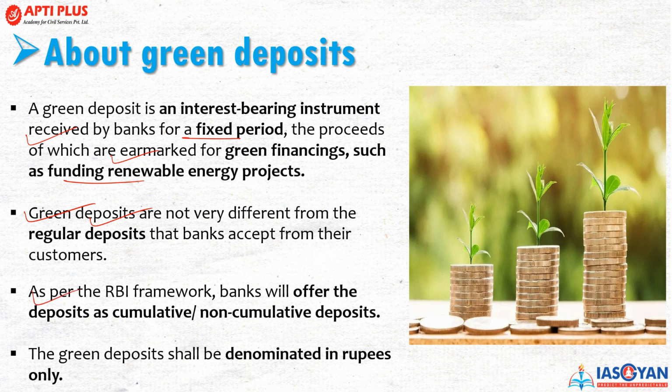As per the RBI framework, the bank will offer the deposit as a cumulative and non-cumulative deposit. So what is a cumulative deposit? A cumulative deposit is one where you earn at the end of the maturity, and non-cumulative is where you get the interest every month. If you are aware of the fixed deposit, most of you can relate with the cumulative and non-cumulative deposits. Now, the green deposit shall be denominated in rupees only. Very, very important point. You need to take caution. This can be a direct question in the prelims examination.